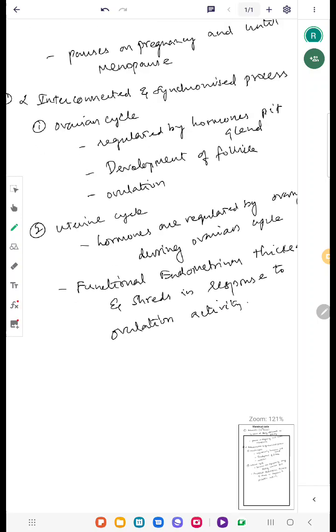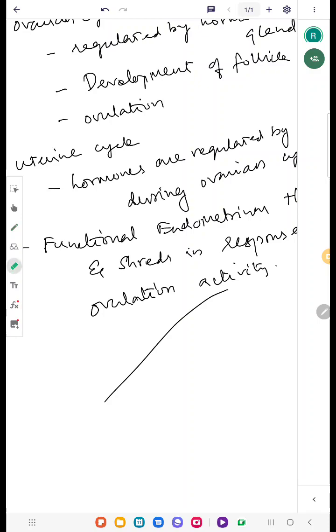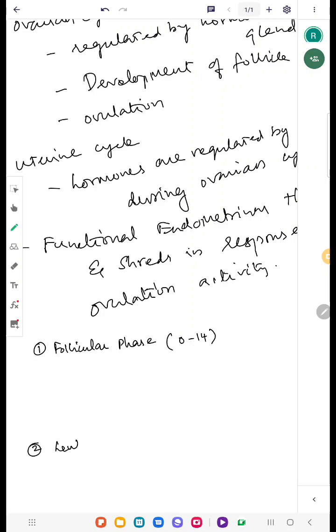So this menstrual cycle consists of two phases. Number one is the follicular phase, from day 0 to day 14. And then comes the luteal phase, from day 14 to day 28.